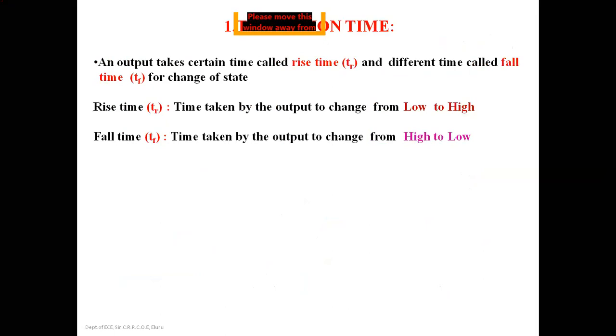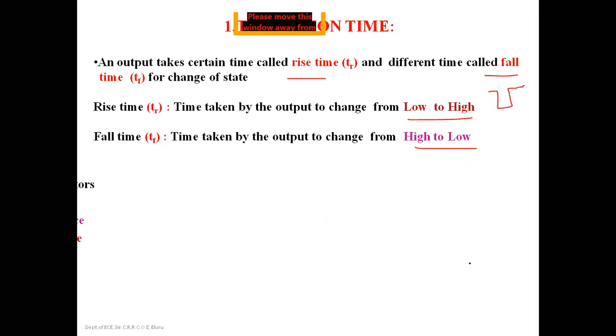Here the output is not changing instantaneously, because the output takes a certain time, called the rise time and the fall time. So what is the rise time and what is the fall time here? The rise time is the time taken by the output to change from the low to high state, and the fall time is the time taken by the output to change from the high to low state. So these are the rise time and the fall time.